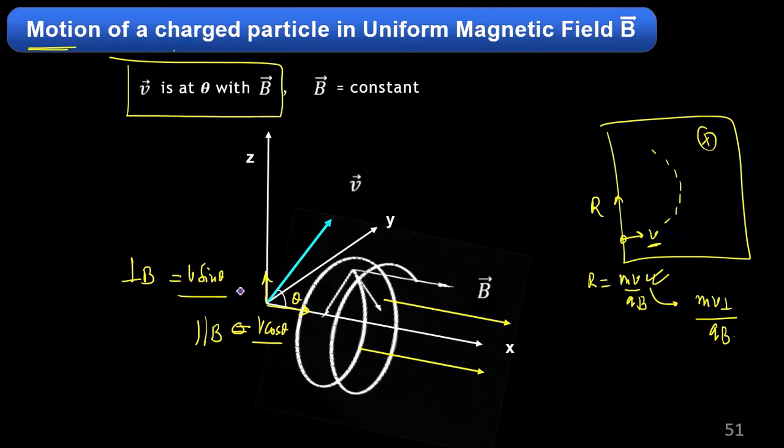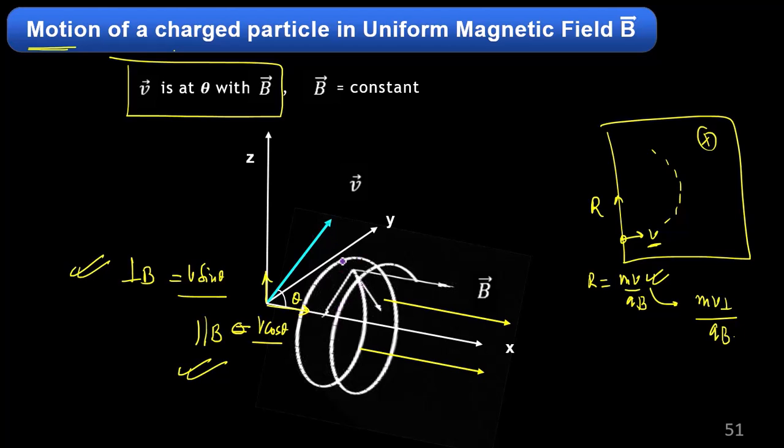Now the only thing is that whenever the velocity is somewhat inclined with respect to the B vector, there are two components of the velocity. One is parallel to the B vector and one is perpendicular to the B vector. The perpendicular component of the velocity is responsible for producing the circular movement, and the parallel component will produce the movement of the particle along this direction. So there are two motions. That's why it's called the helical motion.